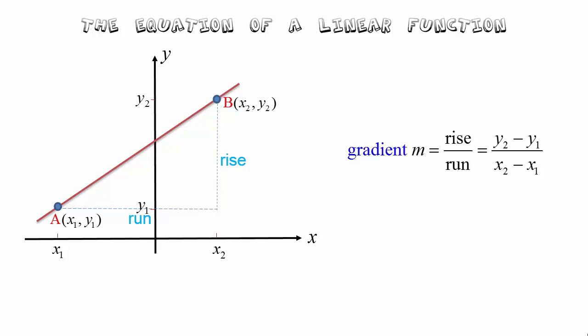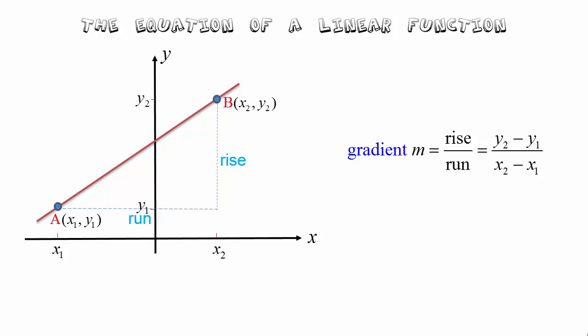To determine the value of the gradient from the graph, we need two distinct points on the line. Look at the graph on the left. We have two points A and B on the line, each with its coordinates. Point A is represented by the coordinates x1, y1, and point B by the coordinates x2, y2. Using those two points, we define a right-angled triangle underneath, as you can see, and we give names to the vertical side and the horizontal side. The vertical side is called the rise, and the horizontal side is called the run.